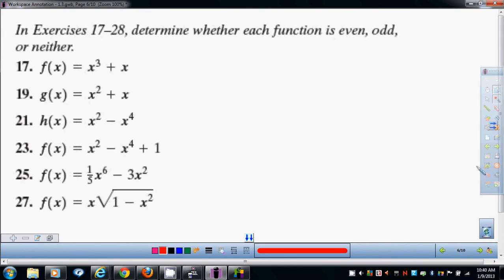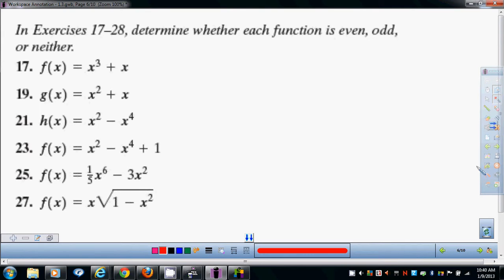Odd. The exponents are 3 and 1. What about number 19? Very good. You have an even, you have an odd. What about 21? Even. What about 23? You're correct. It is even, because you have x to the second, x to the fourth, and x to the 0, essentially. What about 25? Even.